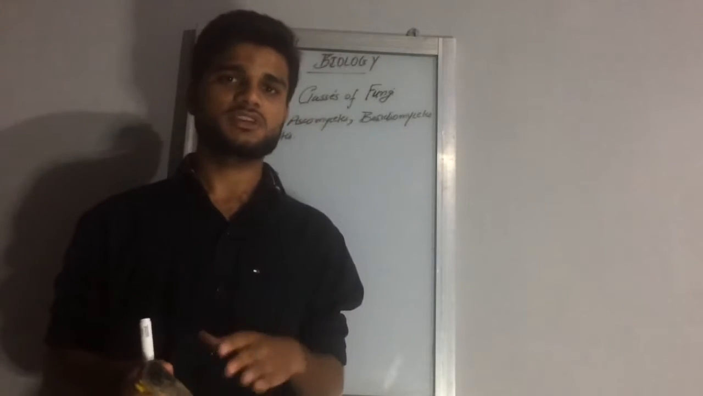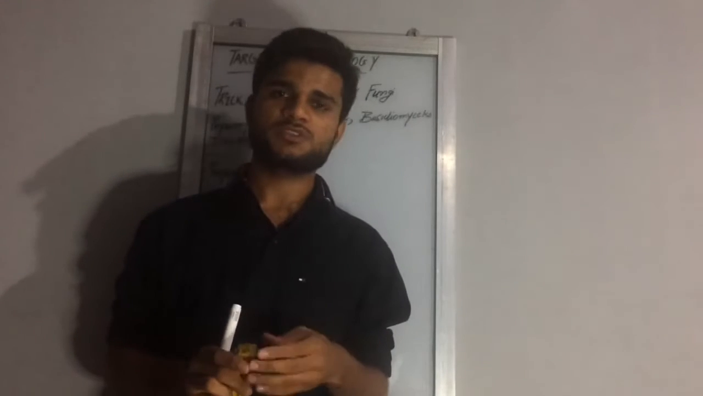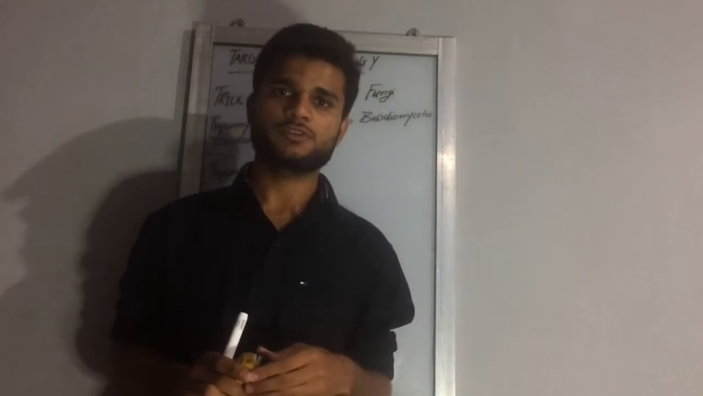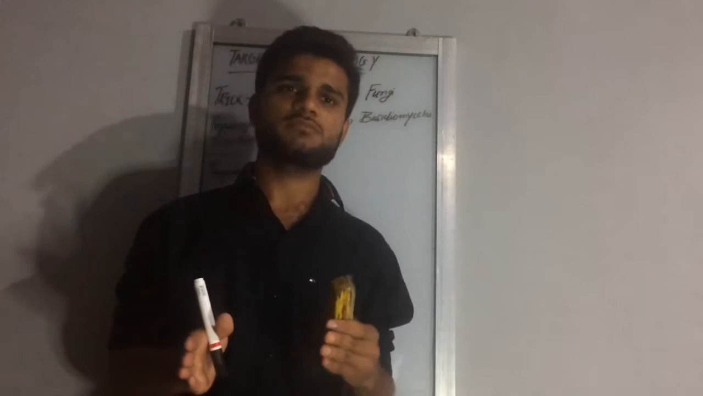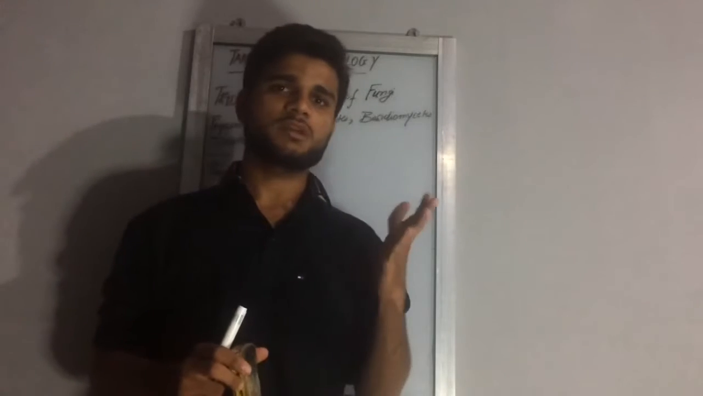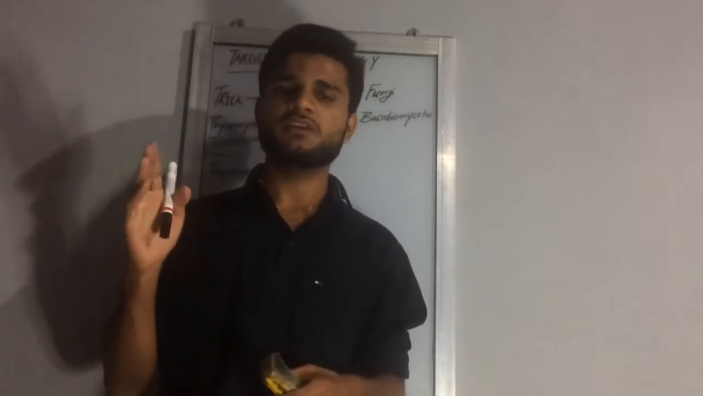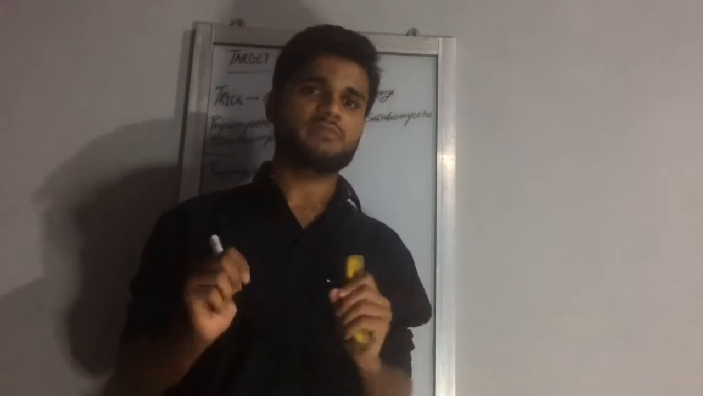Basically the trick of asking questions is that he will give an odd one out, meaning four options, and you have to strike the odd one out from them. That means three examples will belong to the same class and one example will be an exception to the rest three. Secondly, it would be a match the following, where column A will consist of all the examples, column B will consist of all the classes of the phylum, and you have to match them.